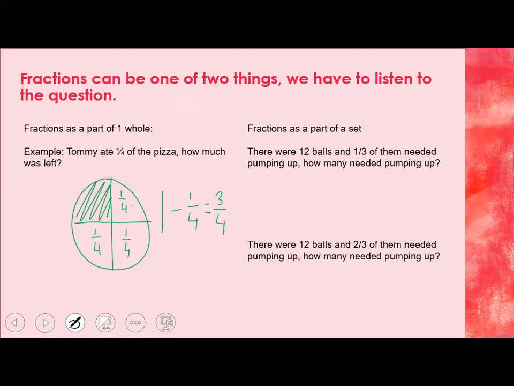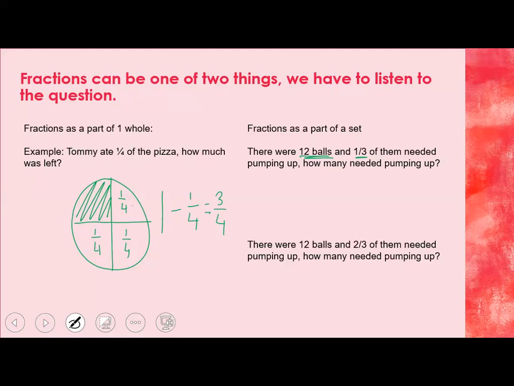So those are the types of questions we might get when we are talking about fractions as part of one whole. But remember, we also might get questions where fractions are part of a set. And now what we have to do is work out what the question is asking us. Is it saying there was one pizza, something like that? Or if you have a look at the example on the right, you'll see this a set of something, a number of something. So there were 12 balls. So this time, I'm not talking about one thing, like one pizza or one cake that people are taking fractions of. This time I've got a set of something. I've got 12 balls. 1/3 of them need pumping up. So how many is that that need pumping up?